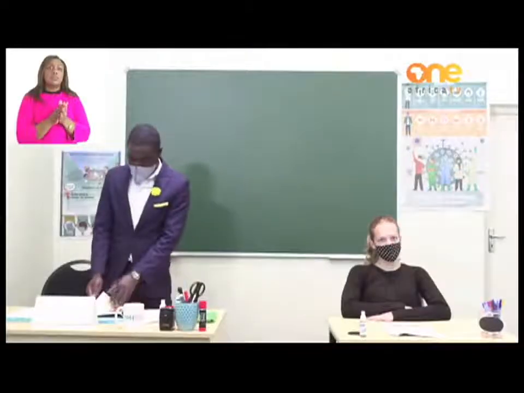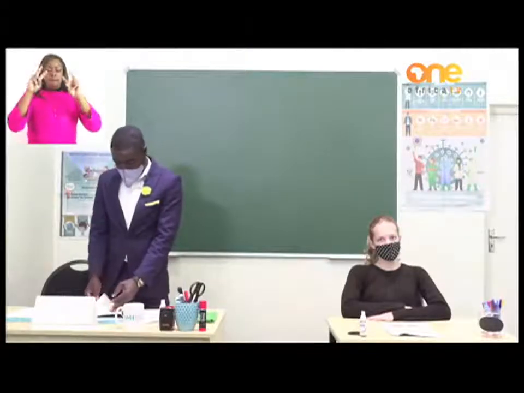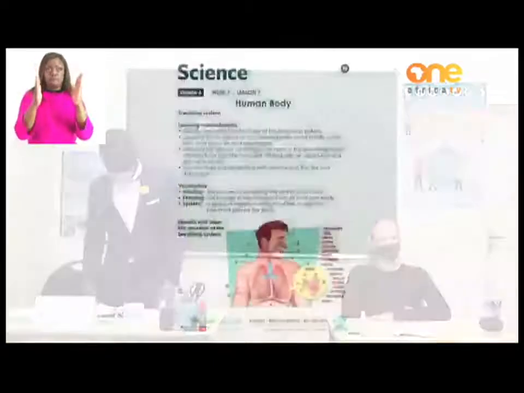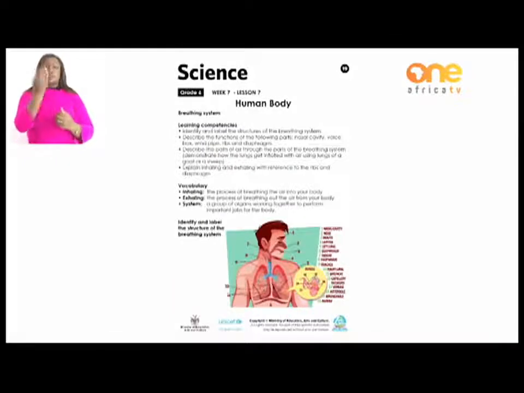Dear learners, we said our topic for today is human body, but we're specifically looking at the breathing system. We are on page 19. Our competencies for today are, we will learn how to identify and label the structures of the breathing system. We will also learn to describe the functions of the following parts: nasal cavity, voice box, windpipe, ribs, and diaphragm.